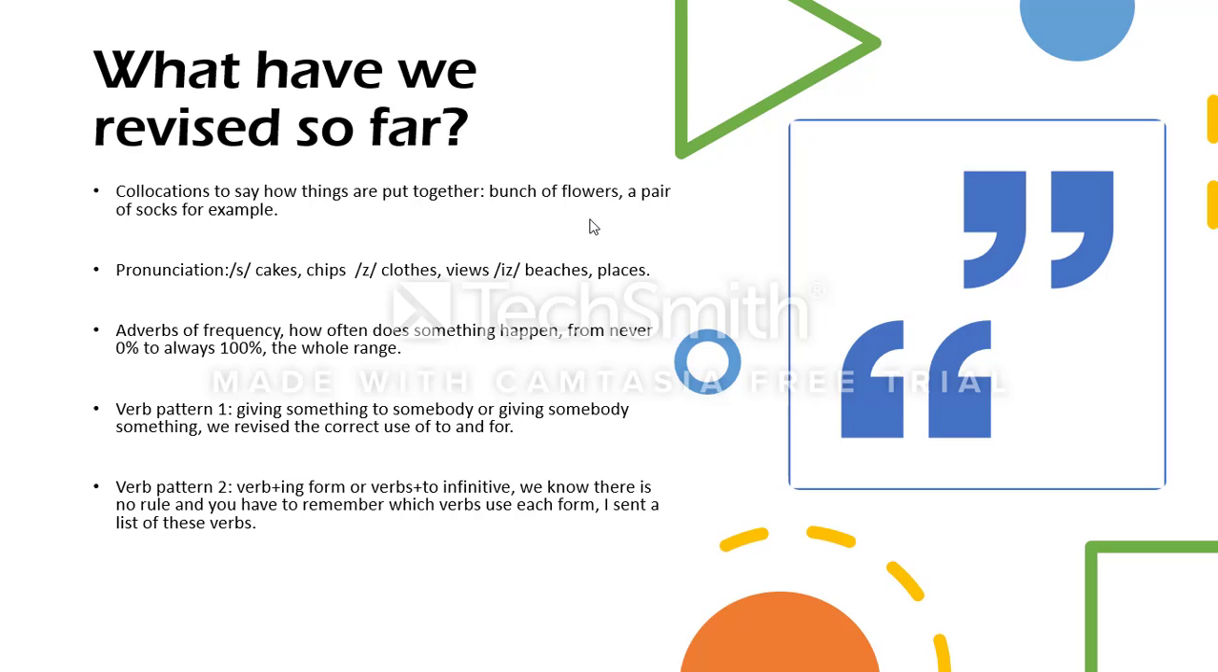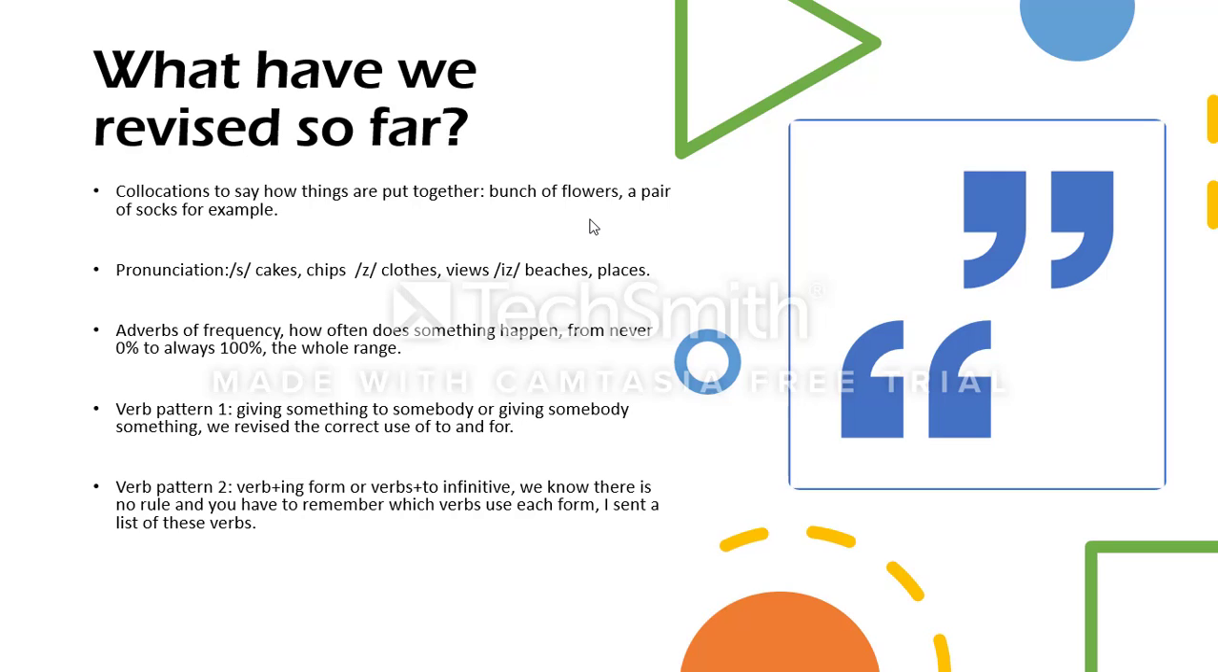We also revised adverbs of frequency. We have seen this before, and it just describes how often does something happen. So you go from never, which is 0% of happening, to always, which is the 100%, the whole range in between. Then we had the revision of 2 verb patterns.